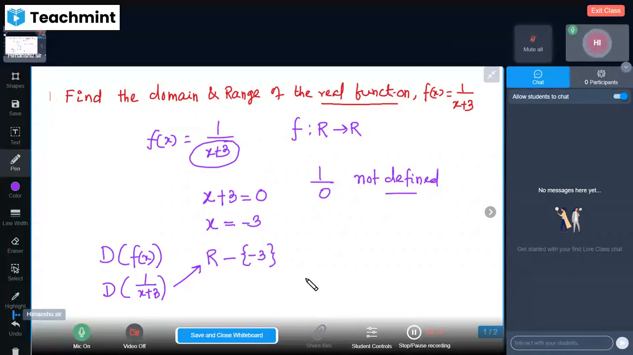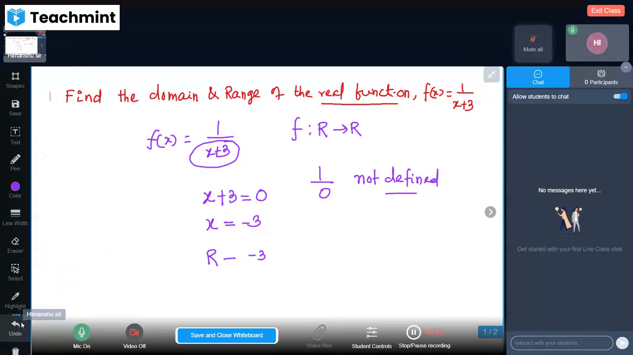Understood? Now let's move to the range part. For the range part, let us wipe this out. For the range part, we have to use a certain concept. What is that? Take f of x equal to y. Till date we have been moving in the forward direction, that means domain to range. Now if we take y and convert it to x in terms of y, that means we are in reverse gear. So we are representing the image in pre-image form.